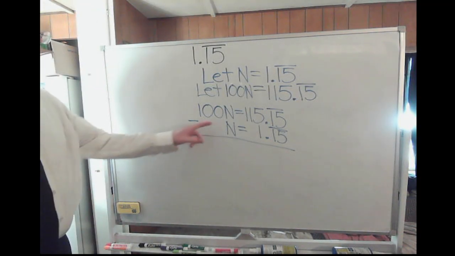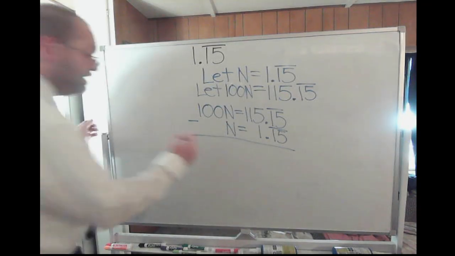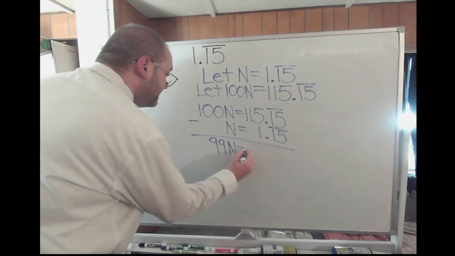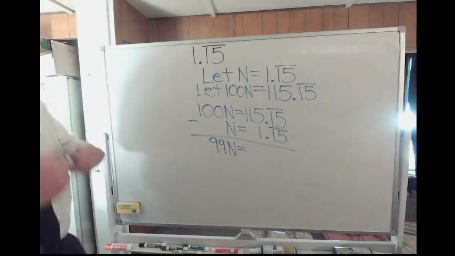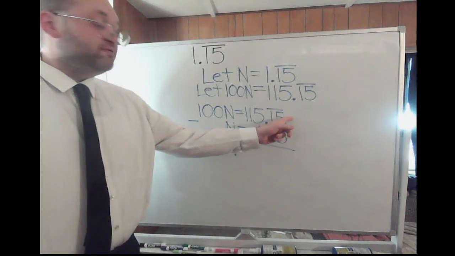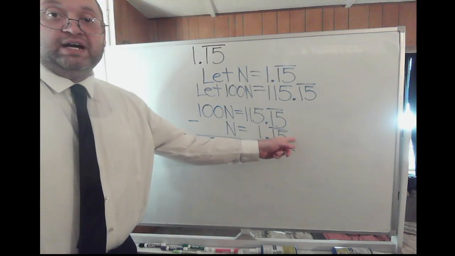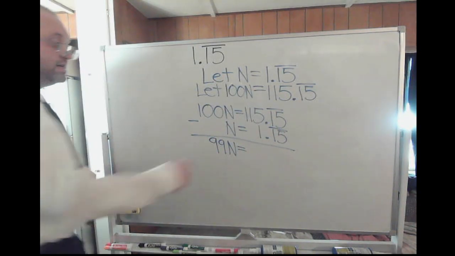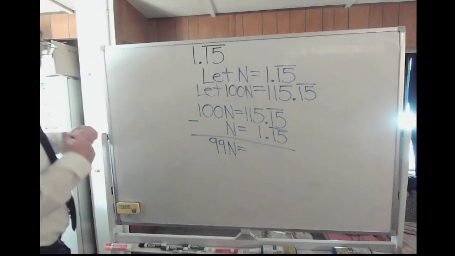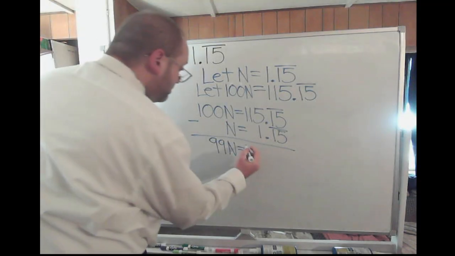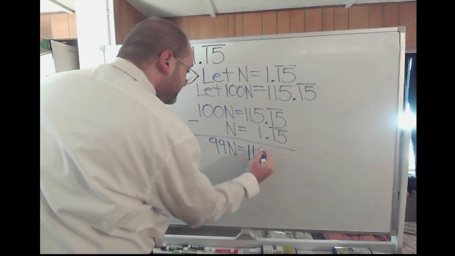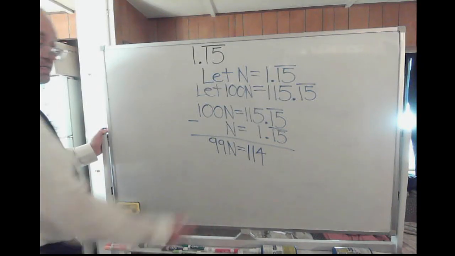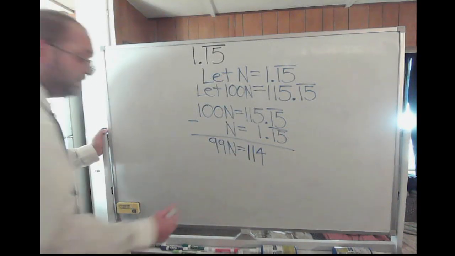So 100n minus n, that would be 99n. So now we have 99n is equal to the right side. Well, notice we have a 0.15 repeating minus a 0.15 repeating. So the repeating numbers are gone, those no longer exist. Now you just got to focus on 115 minus 1. Well, that's going to be 114. So now we have 99n equals 114. And to get the fraction we want, just solve for n.